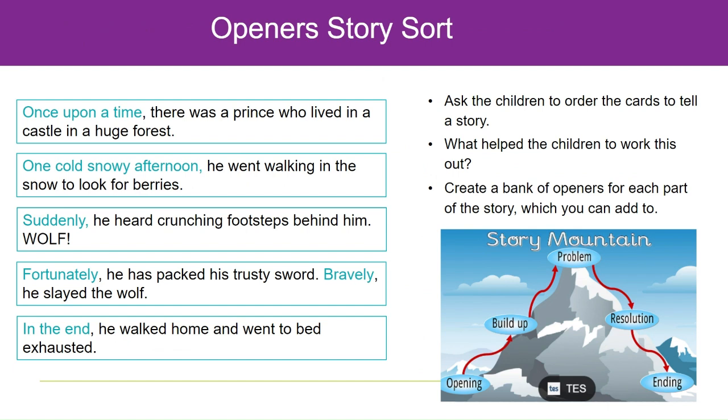the corresponding openers, you might ask the children to sort these jumbled cards out to create a short story. Once the children have sorted out the cards, take some time to discuss what helped them to work out the order and the role the openers had in helping move that story on. You might even begin to create a class list or a bank of openers that would come in handy when the children go to write their own 5-sentence stories.